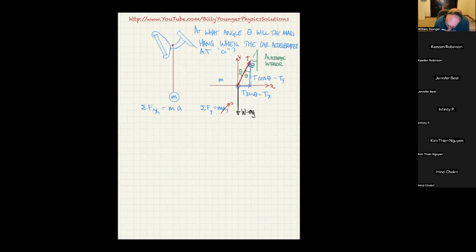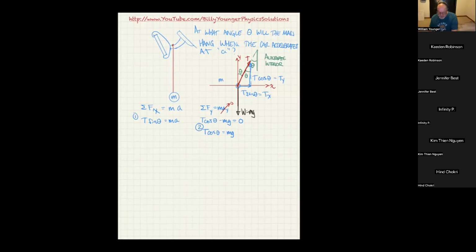So now when I take the summation of forces in the x direction, the only force I have really is T sine theta, and that's got to equal m times the acceleration that the car has. I'm going to call that equation 1. And then I'm going to do the summation of forces in the y direction. In this case, I've got T cosine theta minus mg is equal to 0. That's not the prettiest way, so I'm going to solve this for T cosine theta and put the mg on the other side, and I'm going to call that equation 2.